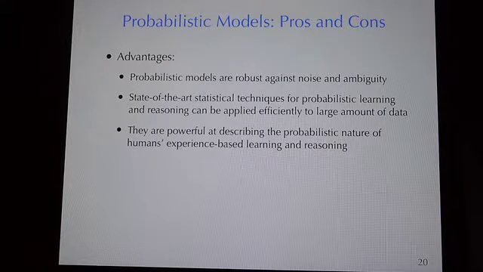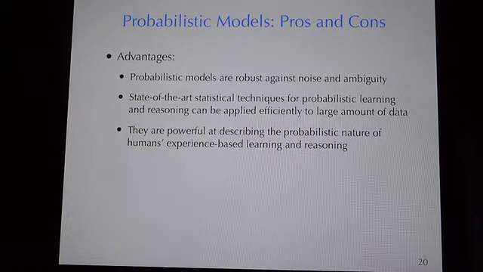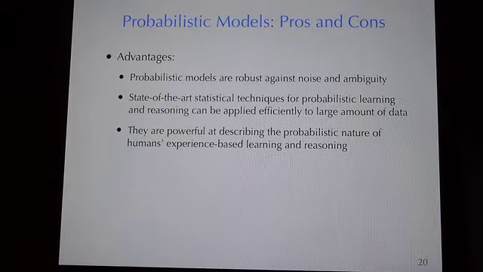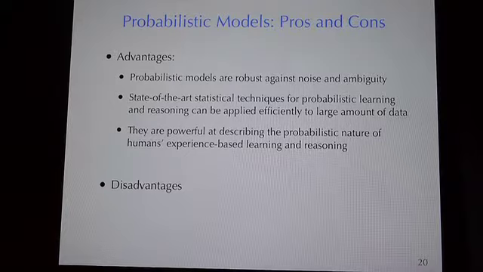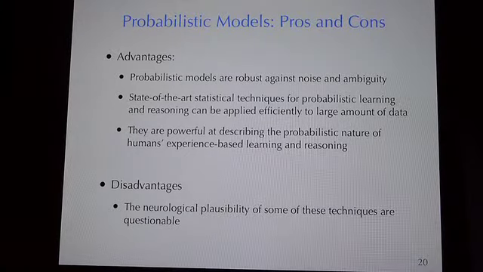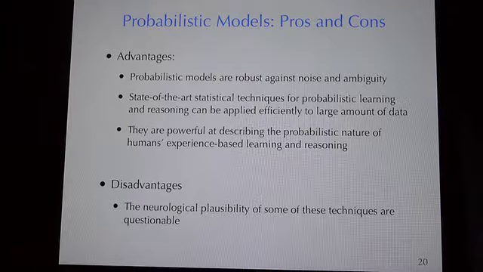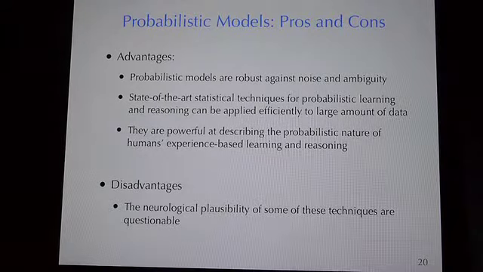They also match the probabilistic nature of humans' learning and reasoning patterns very well. It has been shown over and over again that humans are sensitive to frequencies and to the statistical nature of the data that they receive. In that sense, probabilistic models match that purpose very well. They seem very suitable for building cognitive models. However, there are certain disadvantages about them. Most importantly, the neurological plausibility of some of these techniques is questionable. It's not very clear how they can be implemented in the human brain.